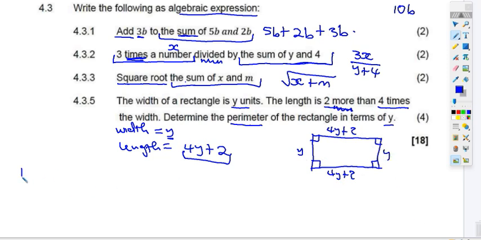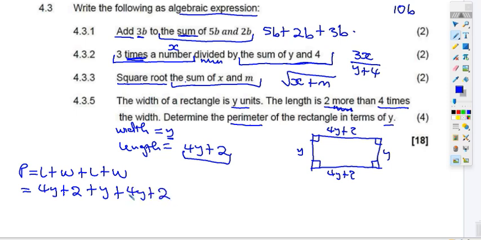Our perimeter then is equal to the length plus the width plus the length plus the width. And this is equal to, my length is 4y plus 2, plus my width is a y, plus my length once again, 4y plus 2, and then plus the width, that is your y. So this is the length, this is the y, the length once again, and the width. We need to add this.